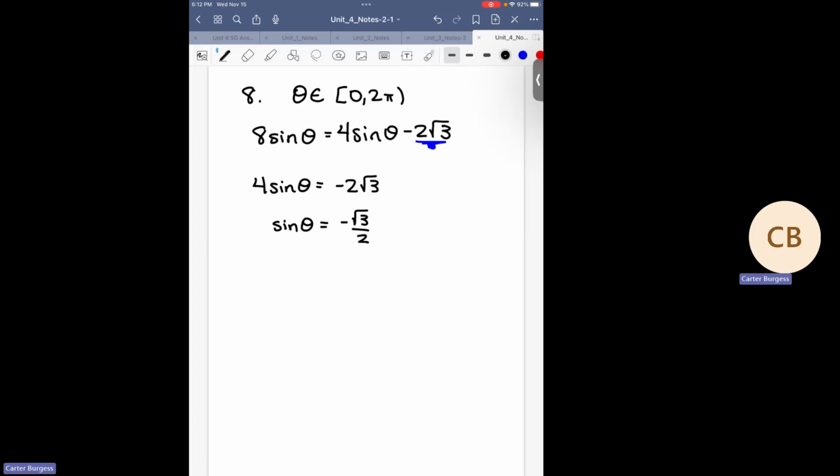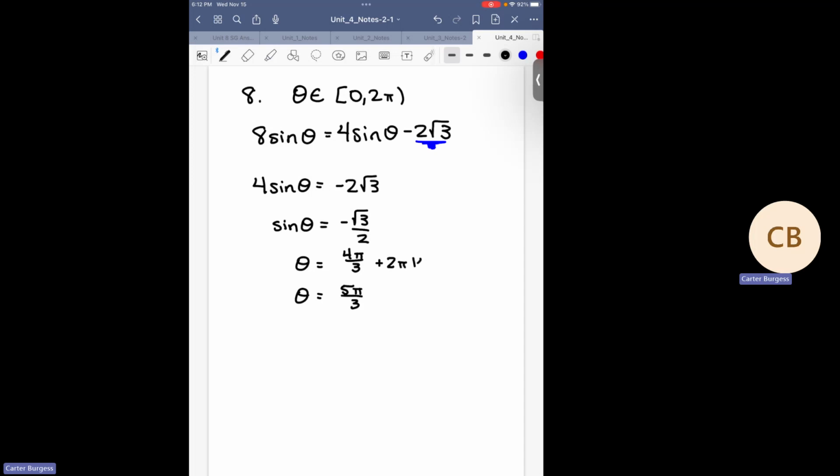There are 2 different quadrants where sine is going to be negative. That'll either be in quadrant 3 or in quadrant 4. Pi over 3 is my reference angle. That gives me root 3 over 2. And so I'm looking at 4 pi over 3 as one and 5 pi over 3 as my other node.